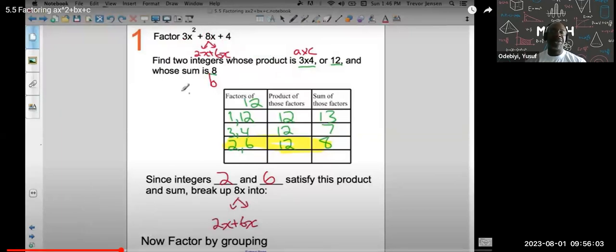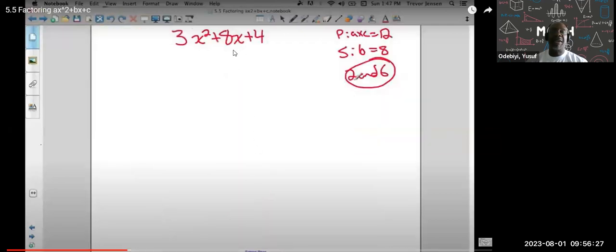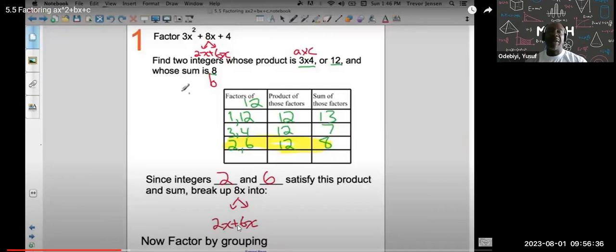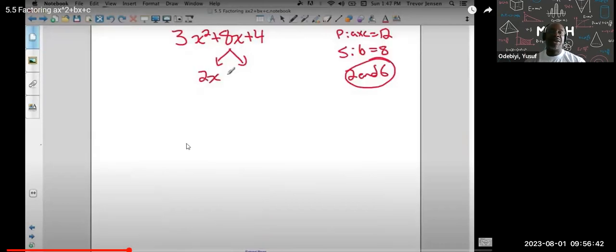And then you have to write out the equation, right? So when you write out the equation, go back to here where my mouse is. You rewrite it, and then you write 3x squared plus 2x plus 6x plus 4. Then you factor by grouping, right? So I can factor by grouping this. Let's go ahead and factor by grouping, so you can see that for the first time.